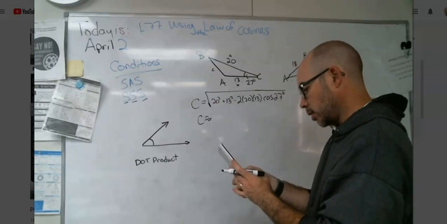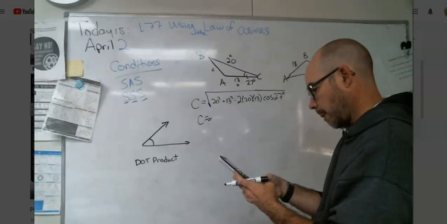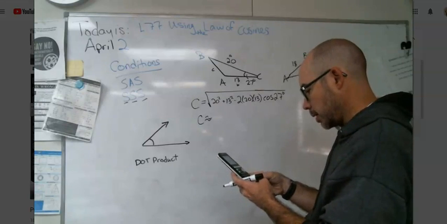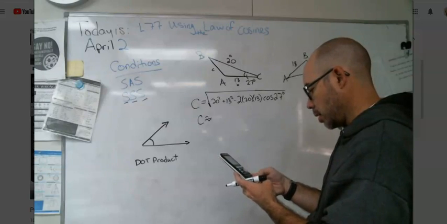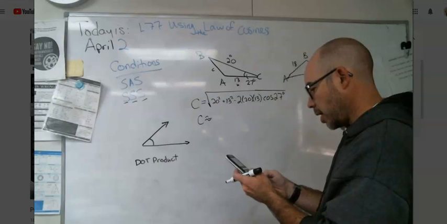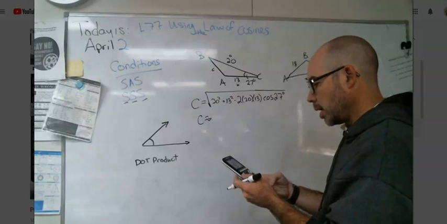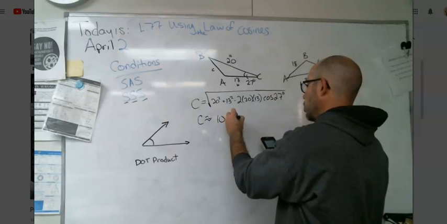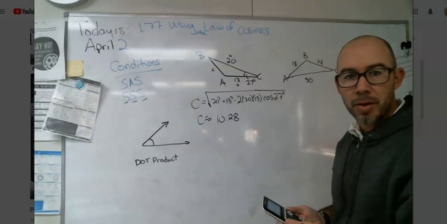And from there, we can just go right away to plugging this stuff into the calculator. Square root of 20 squared plus 13 squared minus 2 times 20 times 13 times the cosine of 27. Now I need to double check and make sure that I'm in the right mode. I'm in degree mode, so I'm good. And I hit enter, and it tells me that it's about 10.28. And the picture looks like that jives pretty well. So there we go, I got a third side.